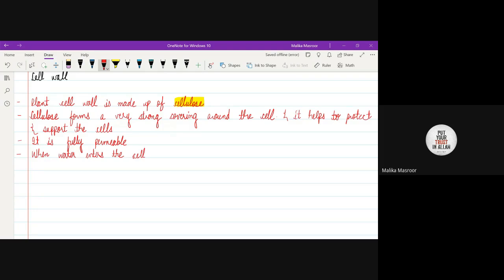The cell swells, which prevents the cell from bursting. We're going to talk about this in detail in the next chapter, inshallah.